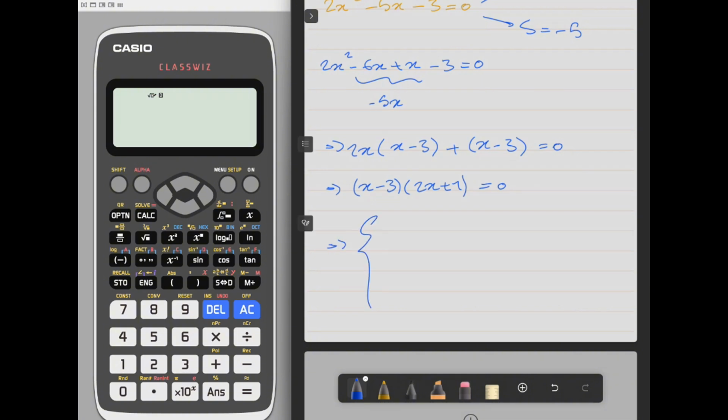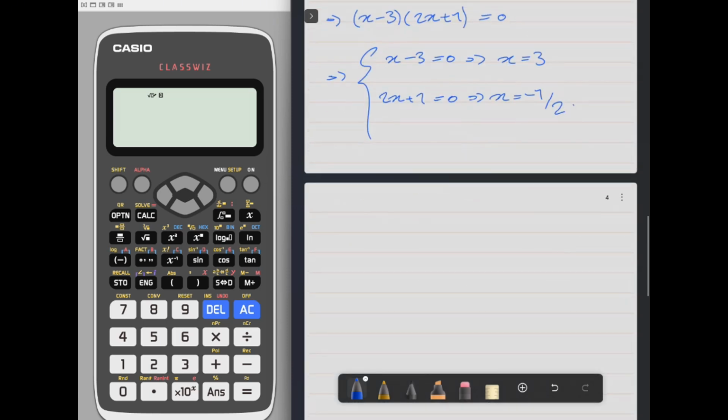So x minus 3 is equal to 0, so x is equal to 3. And here 2x plus 1 is equal to 0, so x is equal to minus 1 over 2. And as for my answers, x is equal to 3, x is equal to minus 1 over 2.